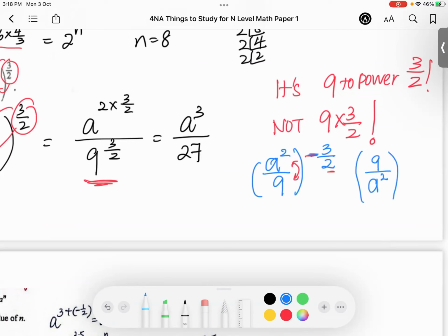But the power is now from negative become positive. It is still 3/2. Don't go and anyhow swap this power. It's the fraction that needs to switch, but the power stays the same, from negative to positive only. Then I apply this to my numerator, apply this to my denominator. Then I'll get 9 to the power of 3/2 over a to the power of 2 times 3/2. Something like that. Then you get your answer.